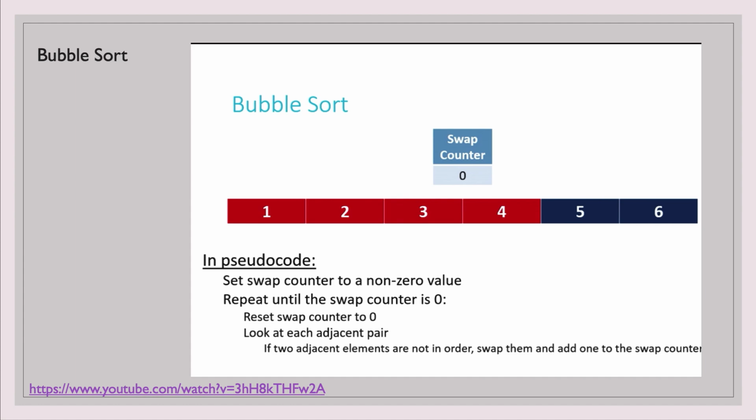Now look at each adjacent pair. That's in order, 1 and 2. 2 and 3 are in order. 3 and 4 are in order. So at this point, notice, we've completed looking at every adjacent pair, but the swap counter is still 0. If we don't have to switch any elements, then they must be in order by virtue of this process. And so, an efficiency of sorts that we computer scientists love is we can now declare the entire array must be sorted because we didn't have to swap any elements.